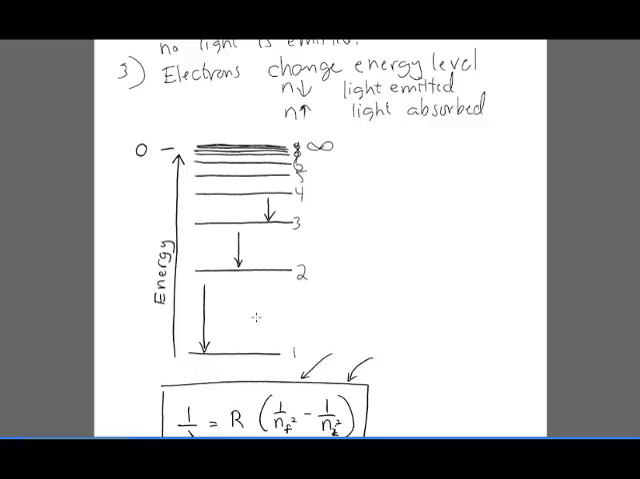All right, and so then anything that ends on n equals 1 coming from anywhere else is the Lyman series. And anything coming from anywhere going to n equals 2 is the Balmer series. And going from anything to n equals 3 is the Paschen. And these are all emission lines, because n is going down, and that's what we saw in the spectrum.